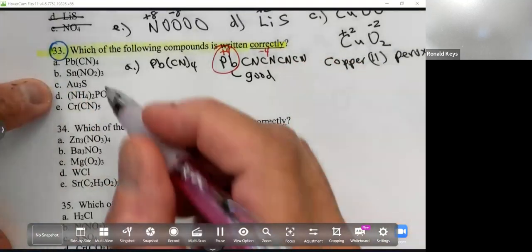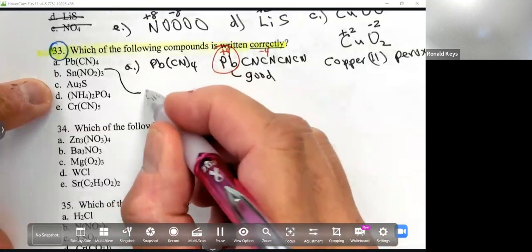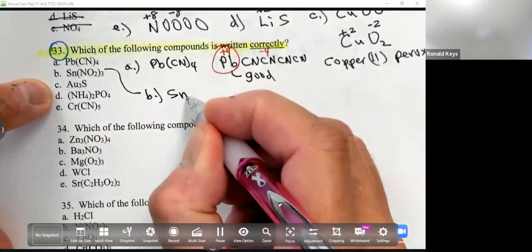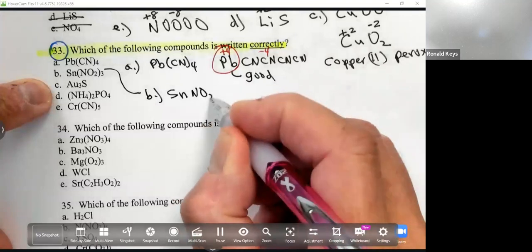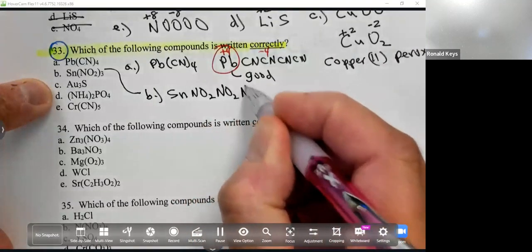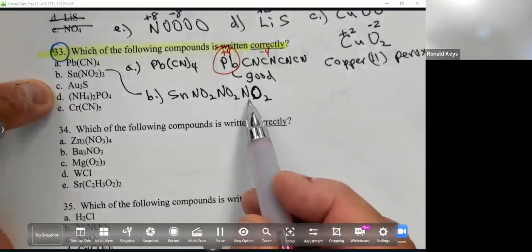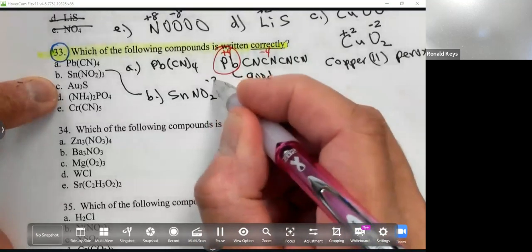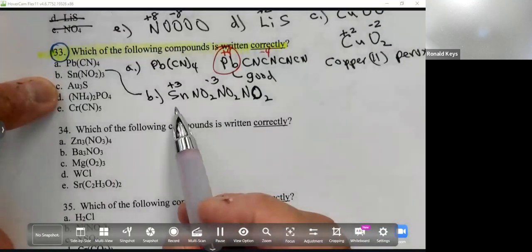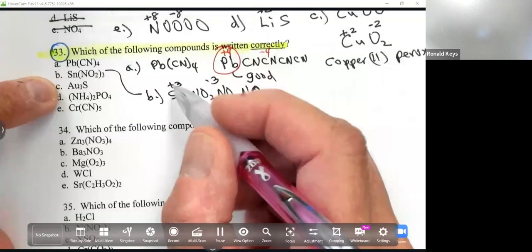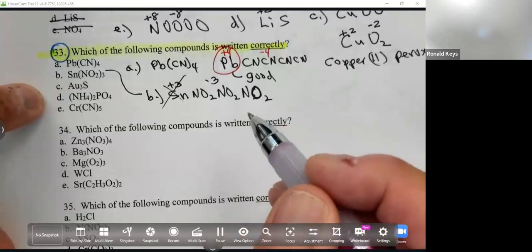That one looks good. If we did this one right here for letter B, this would be tin nitrite. Oops, NO2. There are 3 nitrites at -1 each, gives you -3. We'd have to have a +3 tin. No +3 tin, right? So this does not work. There is no +3 tin.